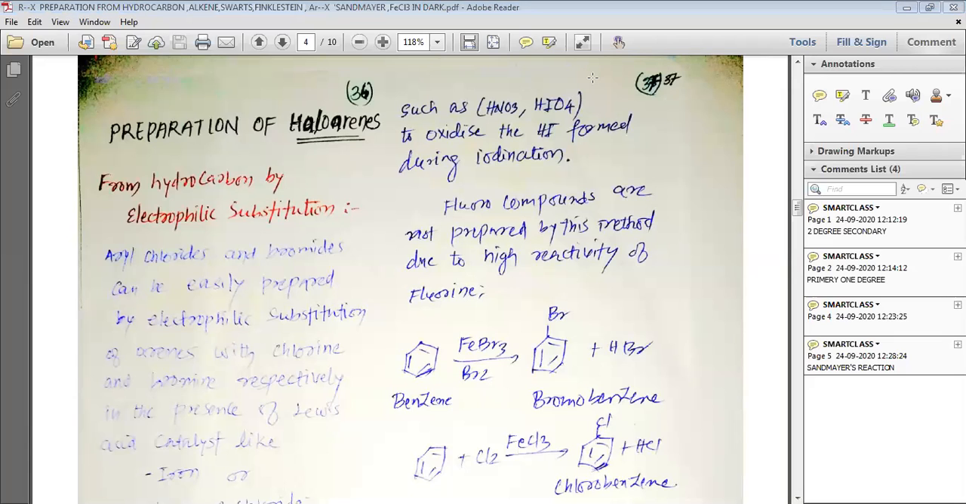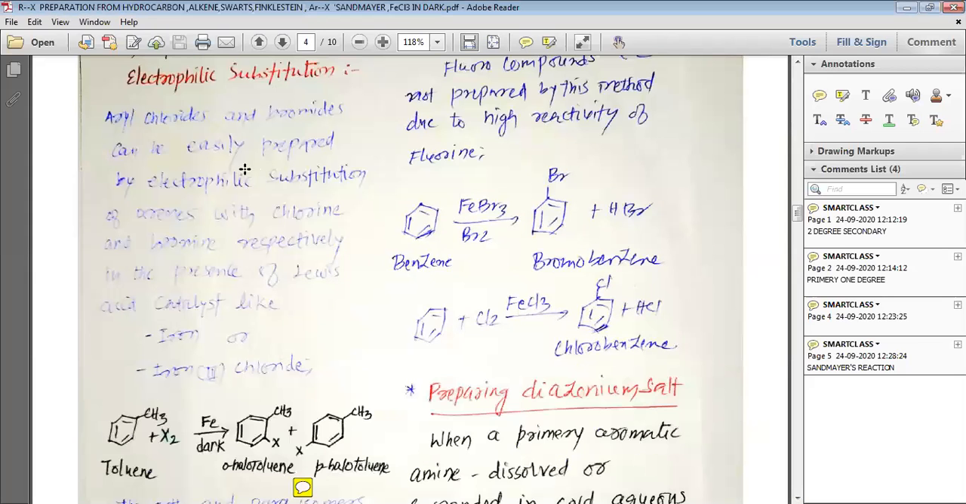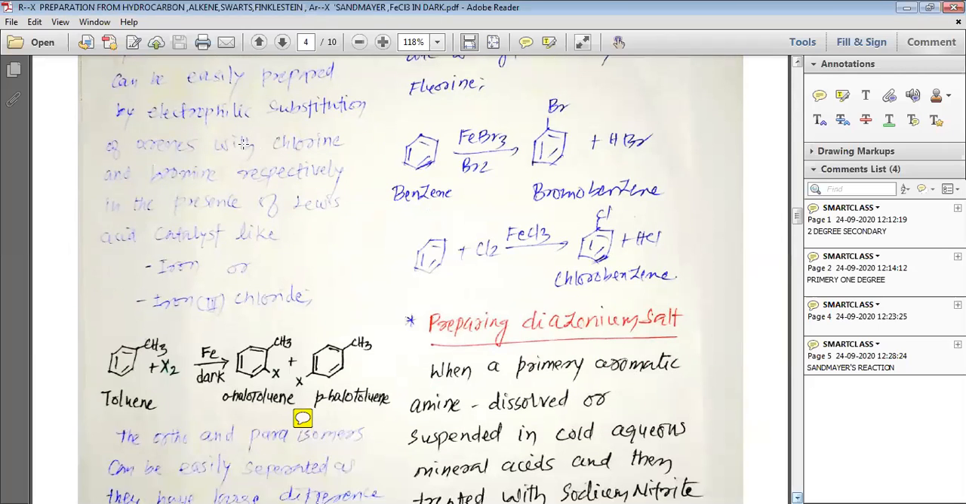Now we'll understand the preparation of haloarenes. We'll first study the preparation of haloarenes from hydrocarbons by electrophilic substitution. Aryl chlorides and bromides can be easily prepared by the electrophilic substitution of arenes with chlorine and bromine respectively, in the presence of Lewis acid catalysts like iron or iron(III) chloride.